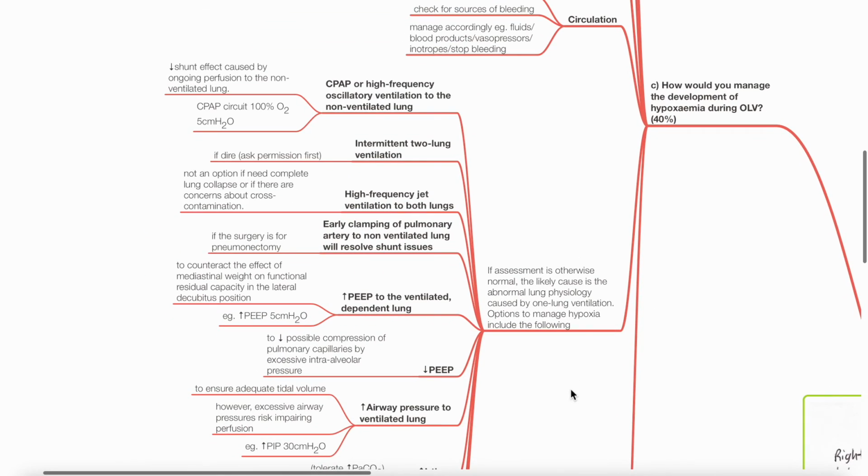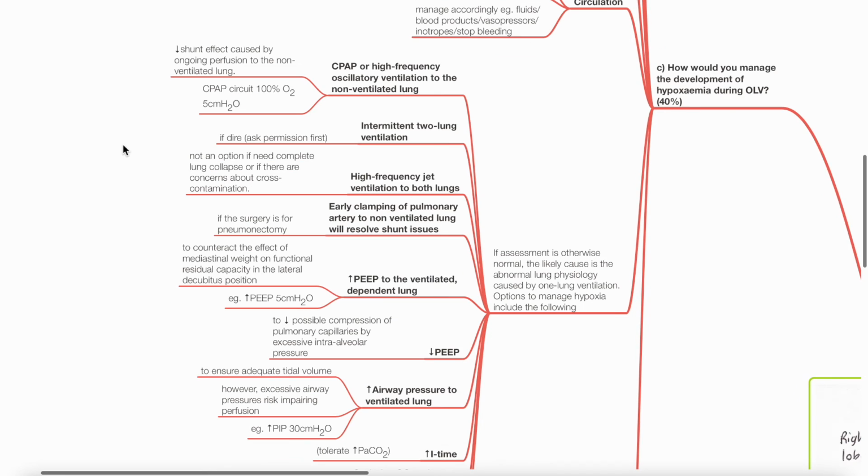If assessment is otherwise normal, the likely cause is abnormal lung physiology caused by one lung ventilation. Options to manage hypoxia include the following: CPAP or high-frequency oscillatory ventilation to the non-ventilated lung. This reduces shunt effect caused by ongoing perfusion to the non-ventilated lung. An example for CPAP settings is 100% oxygen with 5 cm H2O.